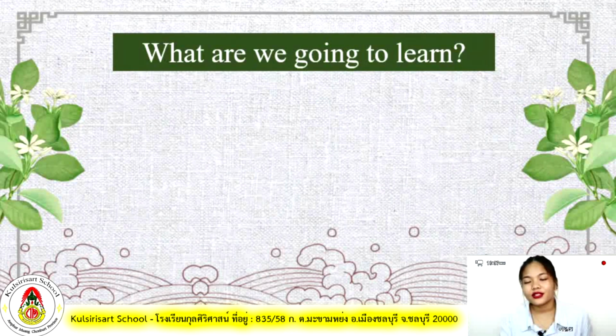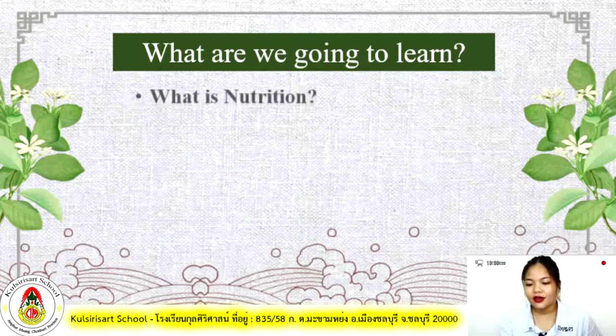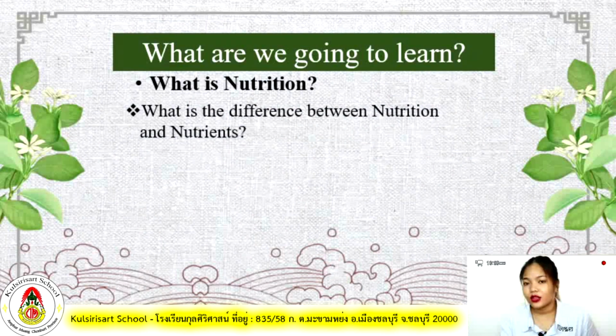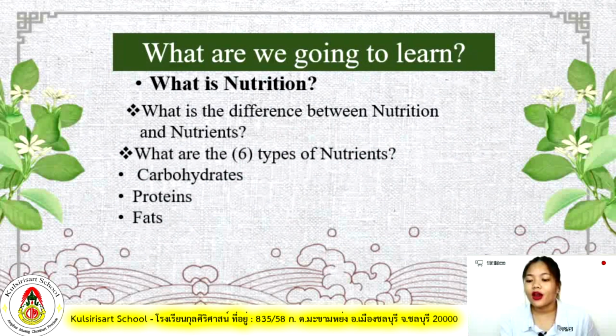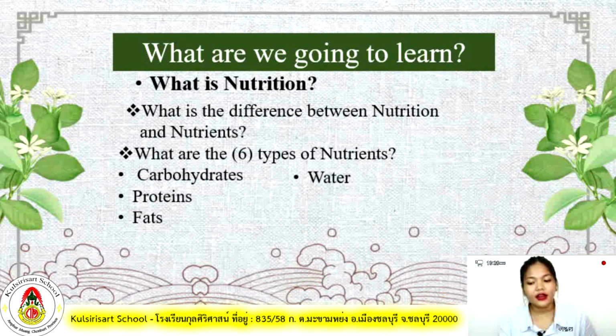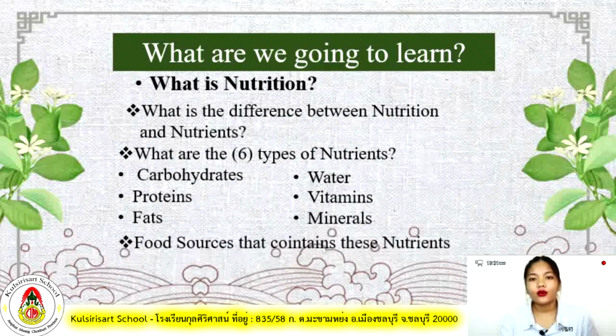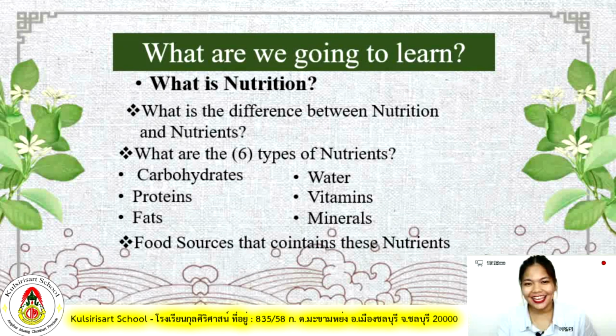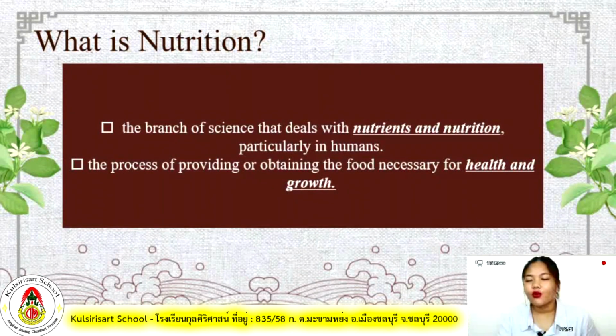What are the things that we are going to learn for today's lesson? First off, we are going to learn what is nutrition. What is the difference between nutrition and nutrients? What are the 6 types of nutrients? Namely carbohydrates, proteins, fats, water, vitamins, and minerals. And lastly, we are also going to learn about the food sources that contain these nutrients. Okay, are you ready? Okay, very good.